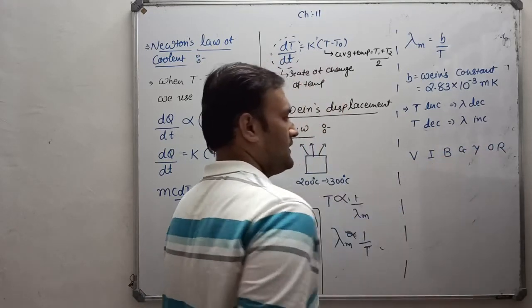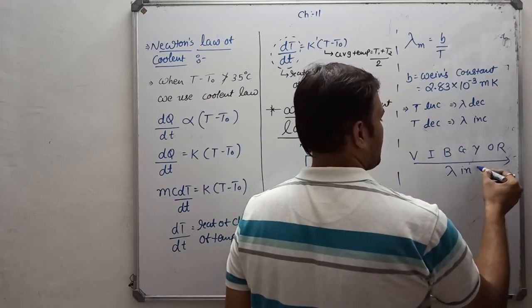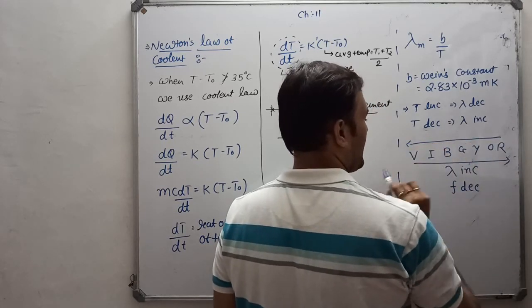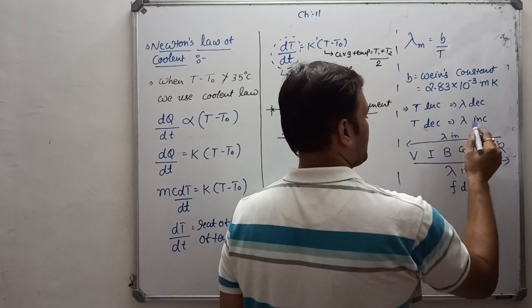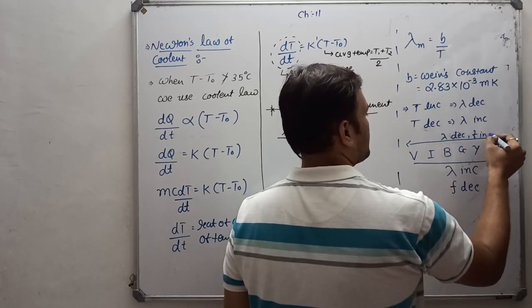Okay, from violet to red, lambda increases and frequency decreases. And from red to violet, lambda decreases and frequency increases.